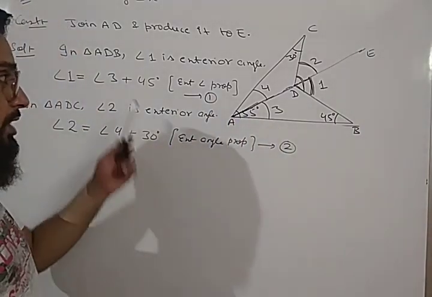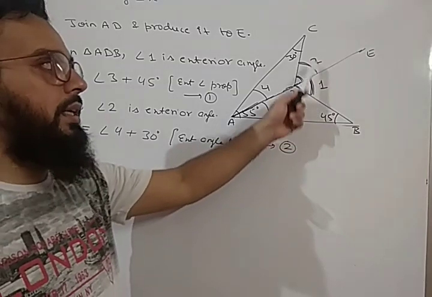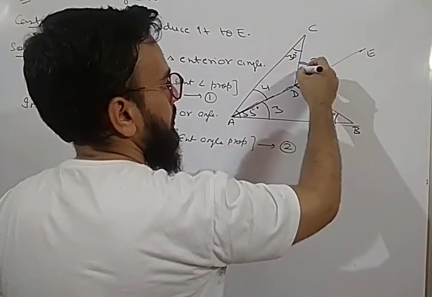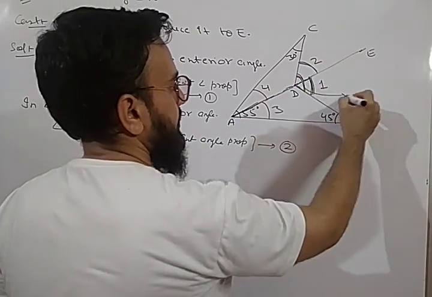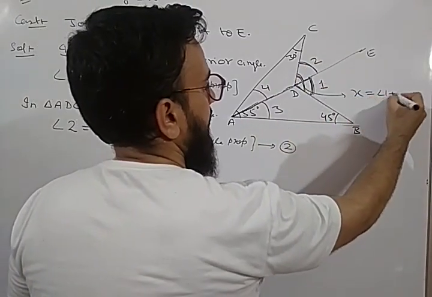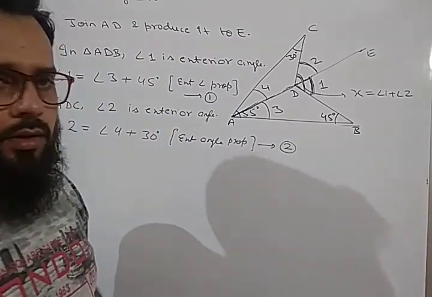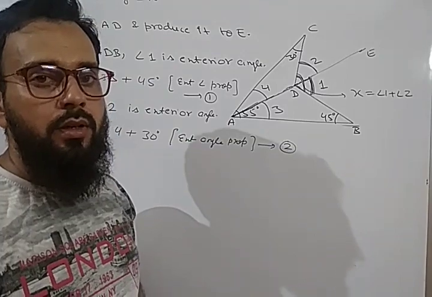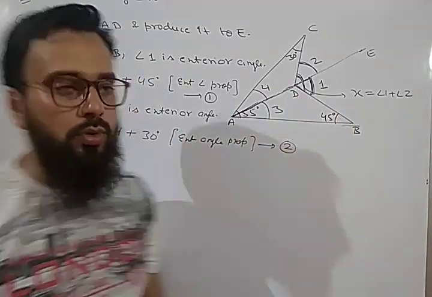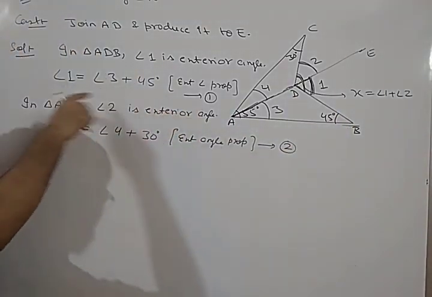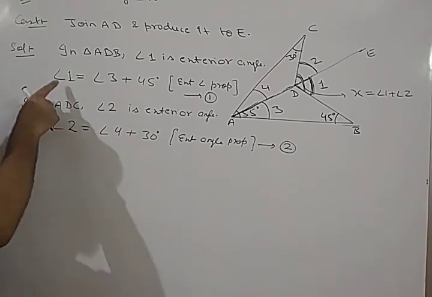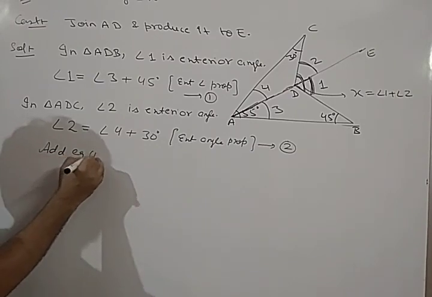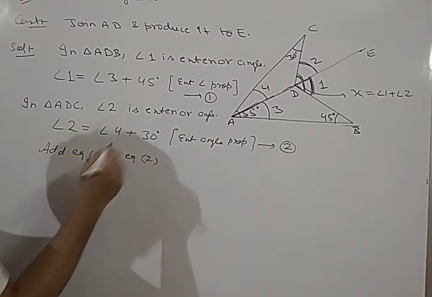Okay, so we have got two equations in terms of angle 1 and angle 2. And what we have to obtain? We have to obtain this complete angle, which is angle x. So x is equal to angle 1 plus angle 2, because this total angle is x. It means we have to find angle 1 plus angle 2. So simply we have to add equation 1 and equation 2.